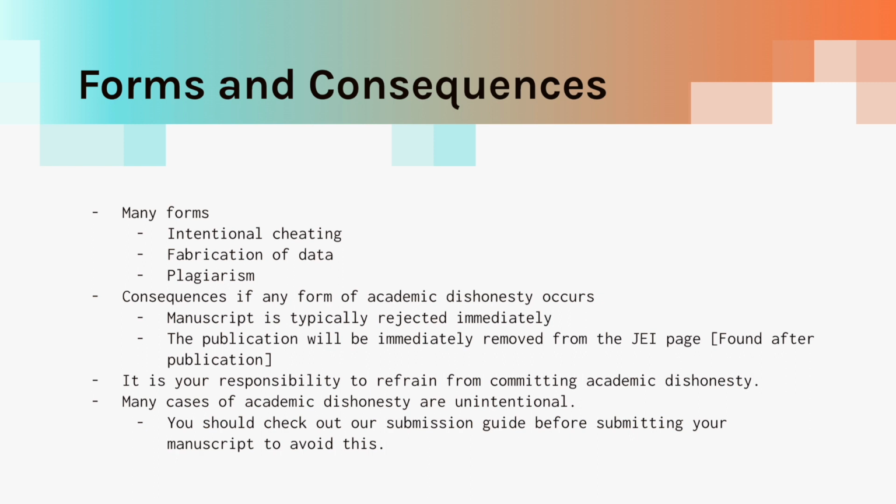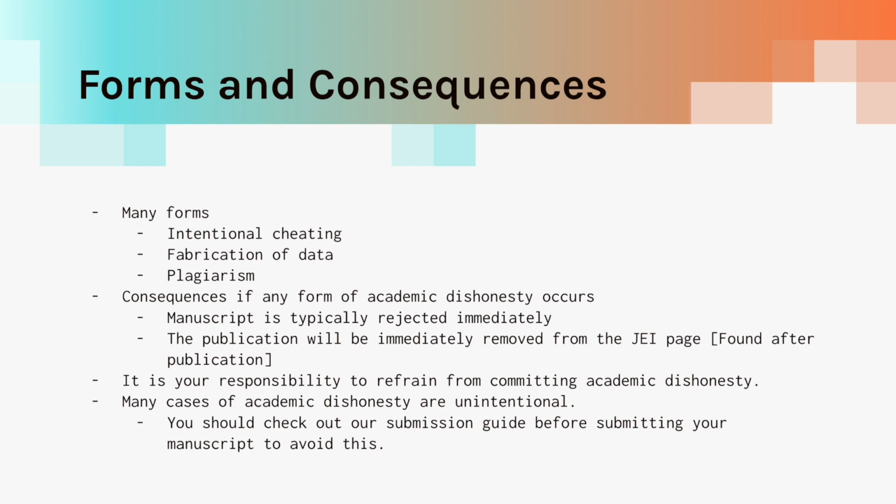Academic dishonesty can take different forms, including but not limited to intentional cheating, fabrication of data, and plagiarism. At JEI, if plagiarism is found, we will look at the severity and location of plagiarism throughout the manuscript to determine if it's possible to fix any issues and concerns with plagiarism.